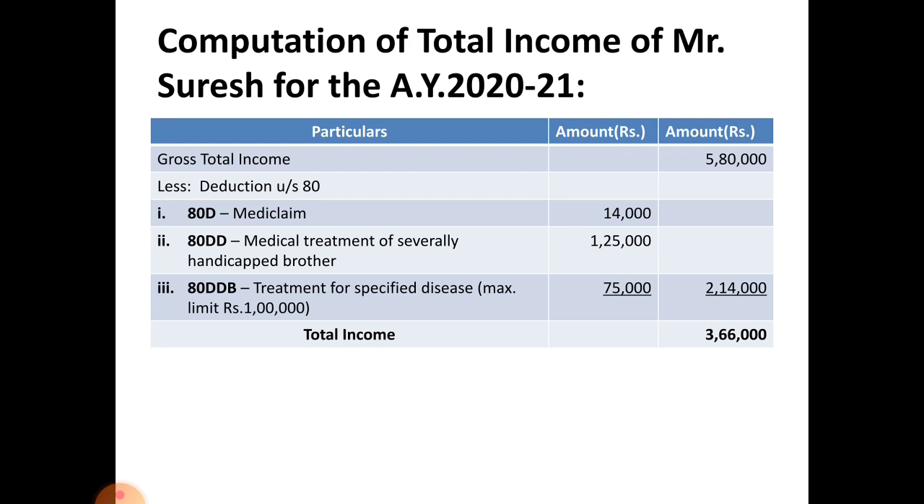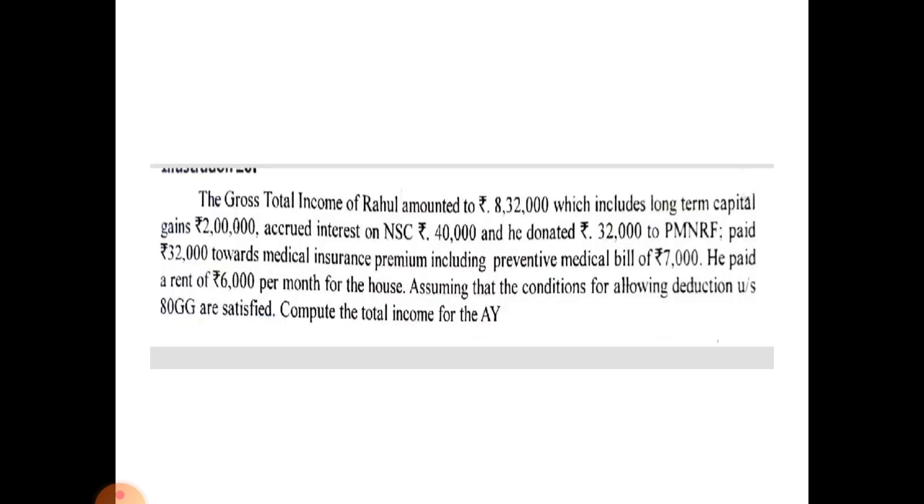The total of these three deduction amounts to rupees 2,14,000. When you deduct this 2,14,000 from gross total income, the total income will be 3,66,000, that is his taxable income. So this is also for 6 marks. Go through this problem once again, and let us solve the last problem in this session.